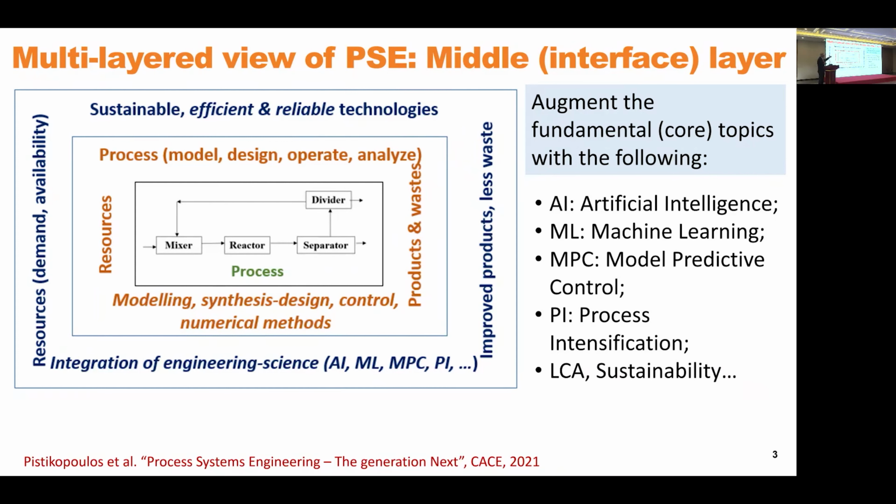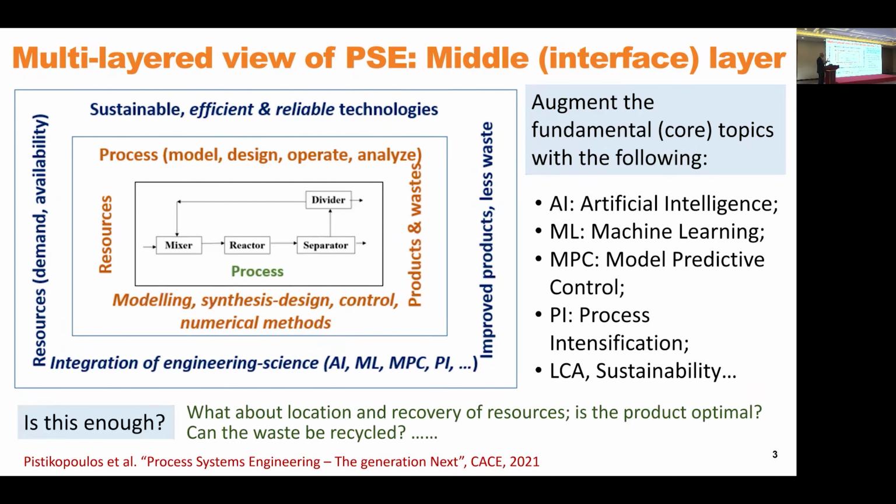So now we have sufficient, sustainable, efficient, reliable technologies, and then we can ask, is that enough? I would say no, that is not enough, because we need to know about the location of the resources, the recovery of the resources. Is the product optimal? What kind of waste do we have? How do we recycle the waste? All these things also need to be addressed. And a more fundamental question, how do we serve the society?